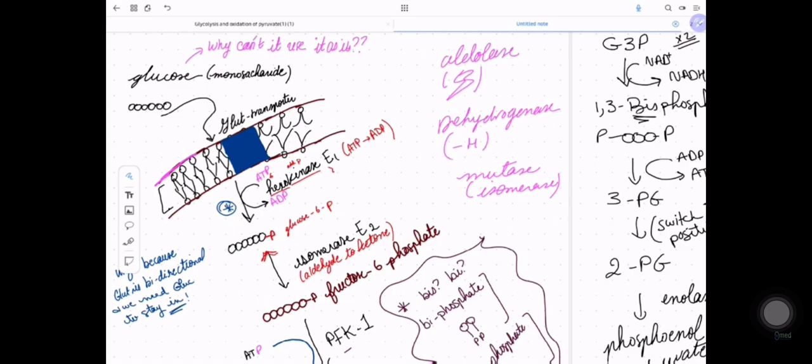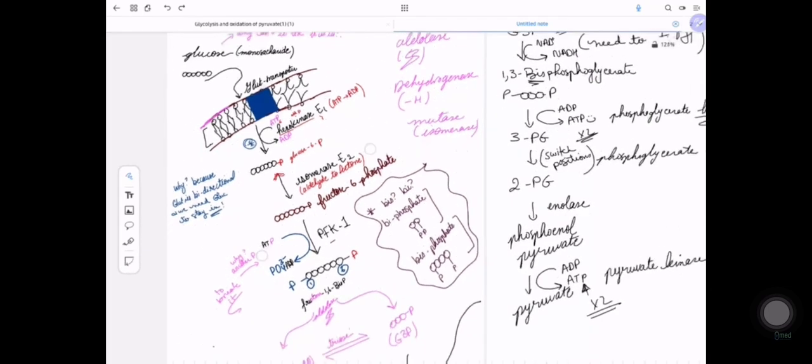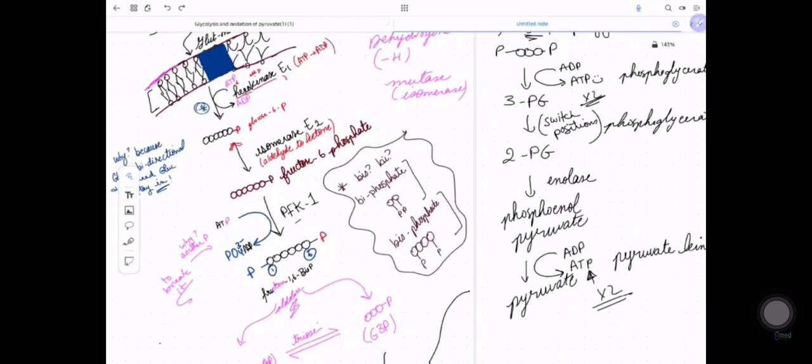Okay, so where does this hexokinase get its phosphate from? Well, it dephosphorylates an ATP, adenosine triphosphate. It takes a phosphate group from this ATP, and the ATP becomes ADP. Adenosine triphosphate becomes adenosine diphosphate. Okay? So the first step is to retain the glucose inside the cell.